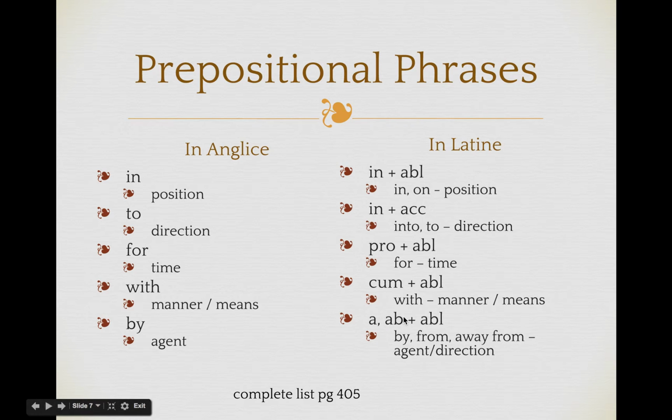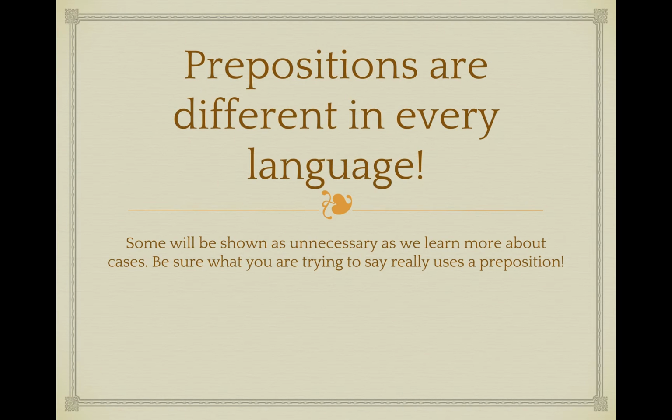So if the object of the preposition begins with a consonant, you will use a. If it begins with a vowel, you will use ab. Okay? A complete list of your prepositions is on page 405. Okay? One last thing about prepositions, they're different in every language, and you're going to find out that we're not going to use prepositions that frequently in Latin. But, you know, we'll get there.